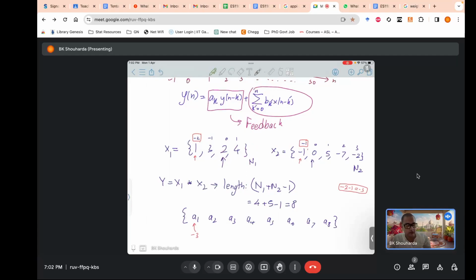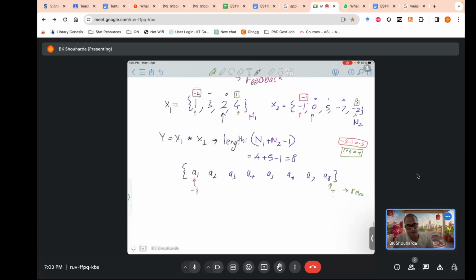Now for the last one, you will be able to find it, but just for verification: this is 1 for the last one in x1, this is 3 for the last one in x2, and 1 plus 3 equals 4. So you see, -3 and 4, which verifies that we have 8 elements, matching n1 plus n2 minus 1. And how do we find this a1 to a8? Let me tell that now.